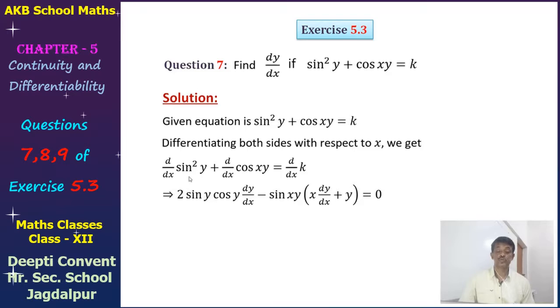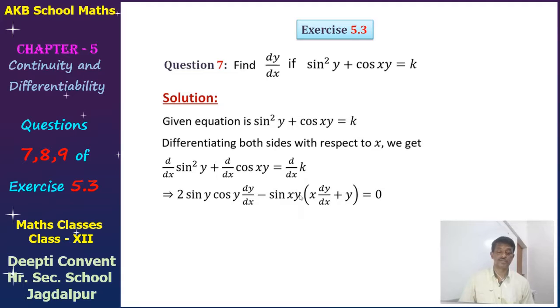So 2 sin y, first of all the square function, then sin y cos y, then differentiate y, the derivative of y with respect to x, dy by dx. Minus, here the first function is cos, so dy by dx of cos of this, suppose cos of xy, then differentiate xy, that is a product function: x first function, then derivative of the second function dy by dx, plus y second function, derivative of the first function x, dx by dx, 1.